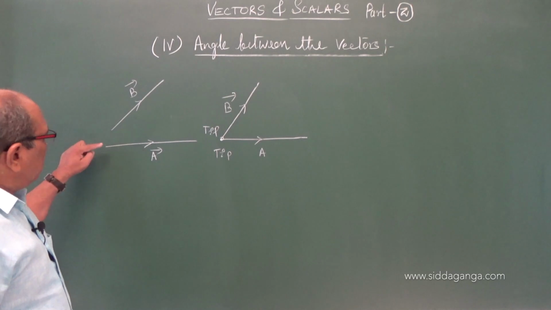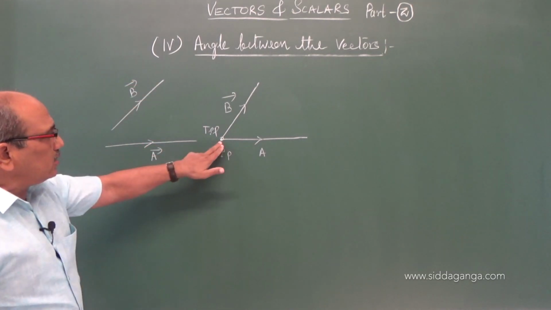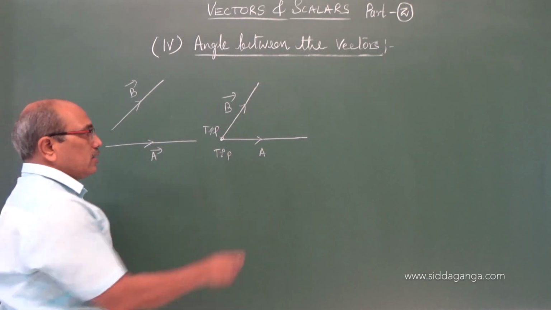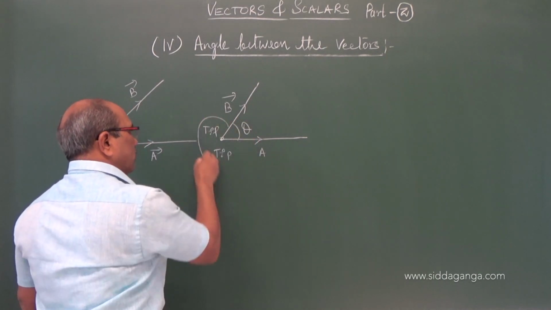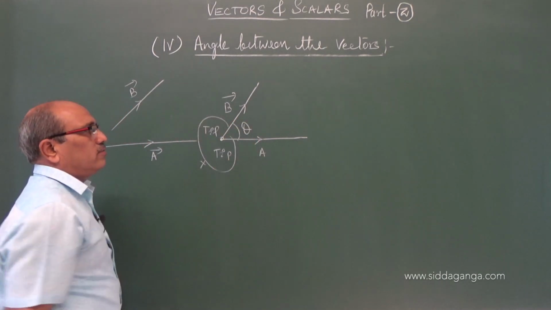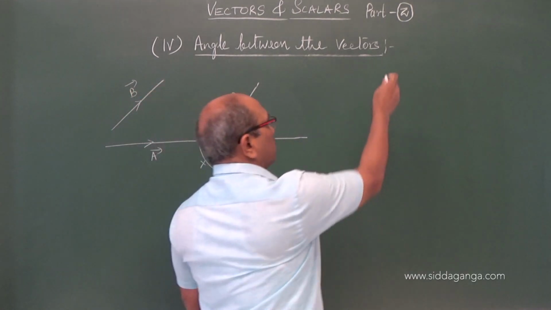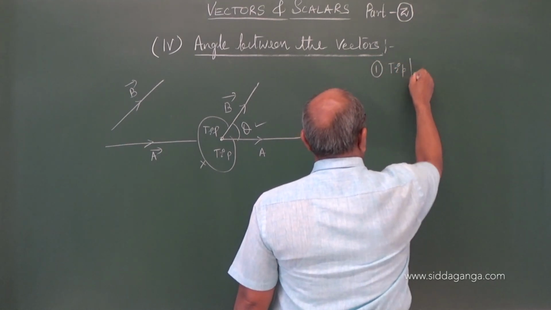Both are tips. By sliding the vectors I adjusted so that the tips of the two vectors join. Then the angle between them is theta. Here also there is an angle, but this we do not consider. This is the angle. What we come to know is, to measure the angle we can join tip to tip.